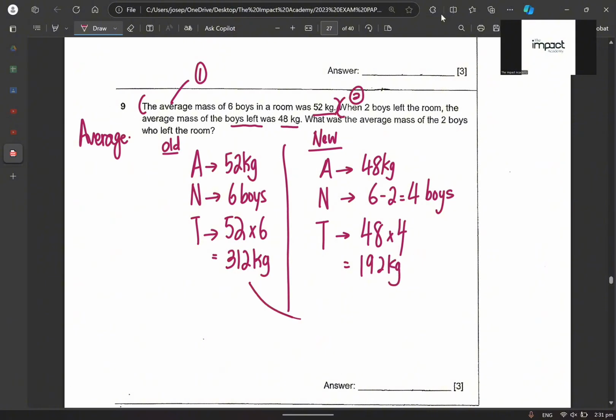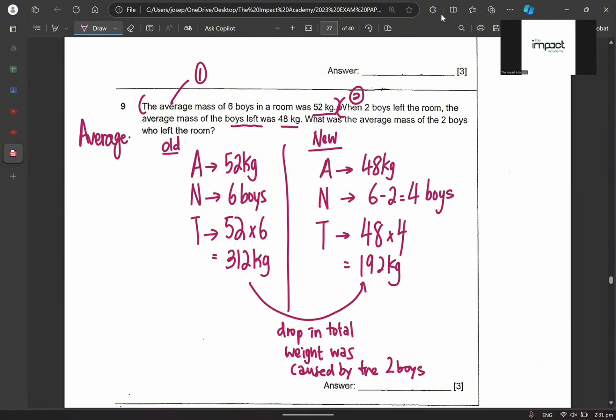Okay, so why is there a drop over here? This drop in total weight was caused by the 2 boys.